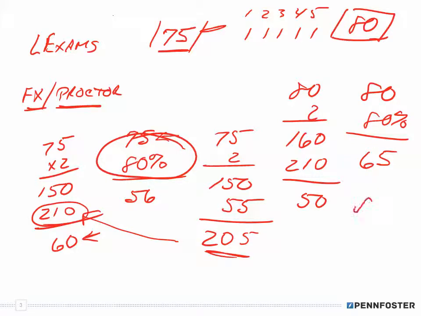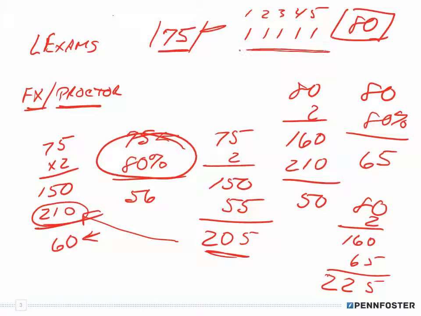But when we do the math, we have 80 times 2 is 160, plus the 65. So that's 225. Notice that just because you answered one question more correct on each one of those lesson exams, now you have more than enough points to be able to pass because you only needed 210.